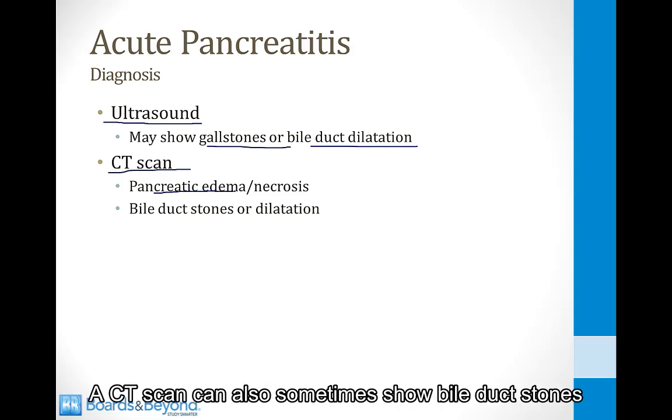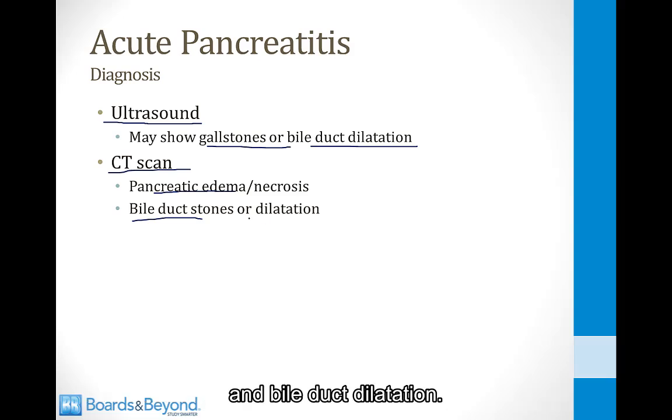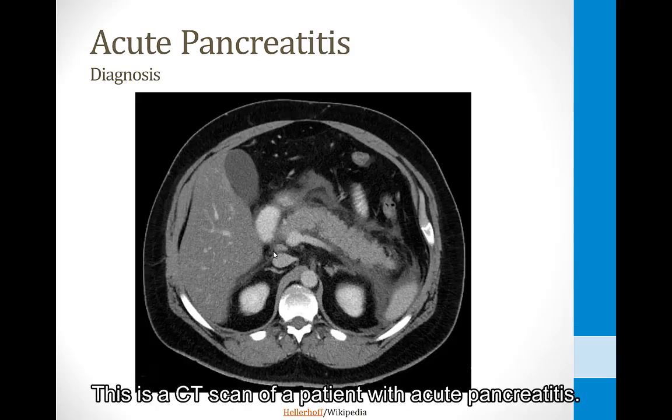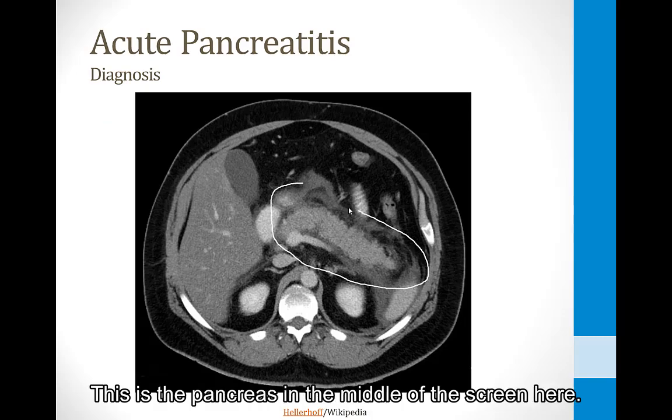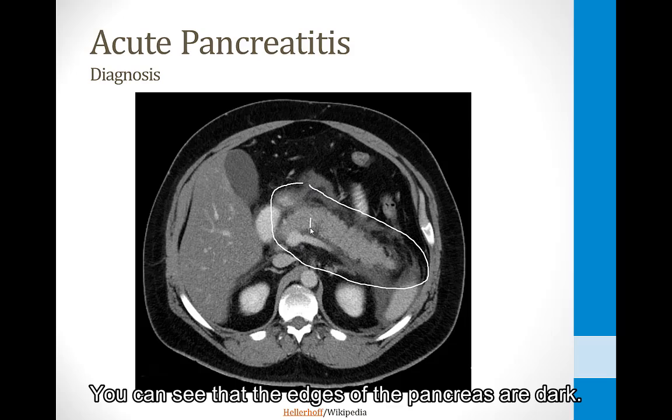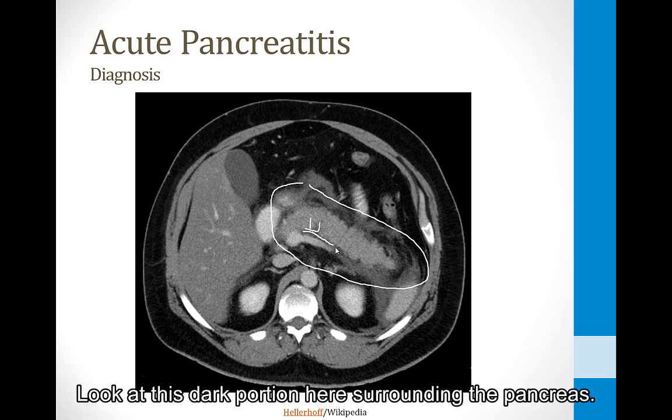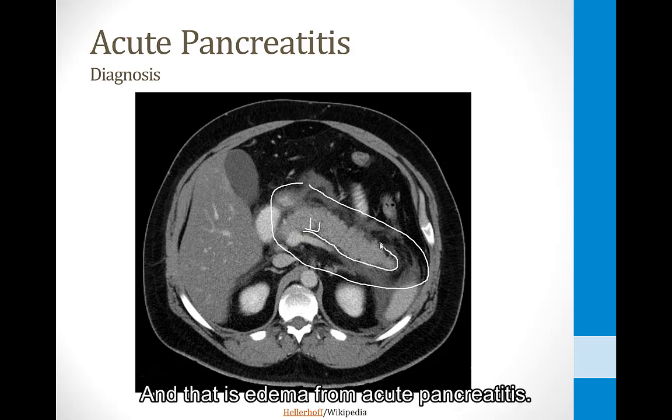A CAT scan can also sometimes show bile duct stones and bile duct dilatation. This is a CAT scan of a patient with acute pancreatitis. This is the pancreas in the middle of the screen here. You can see that the edges of the pancreas are dark. Look at this dark portion here surrounding the pancreas, and that is edema from acute pancreatitis.